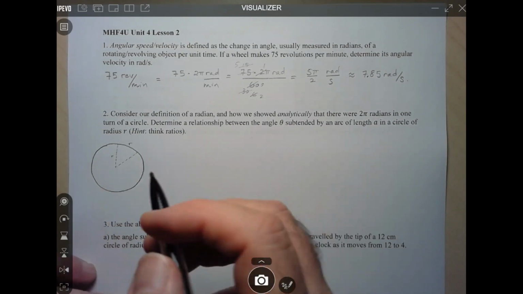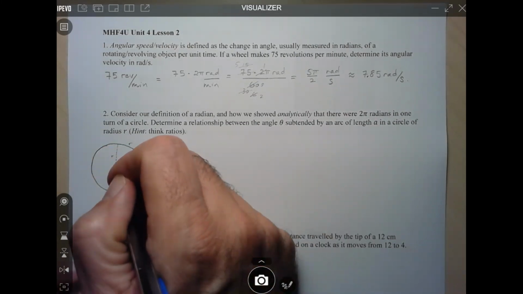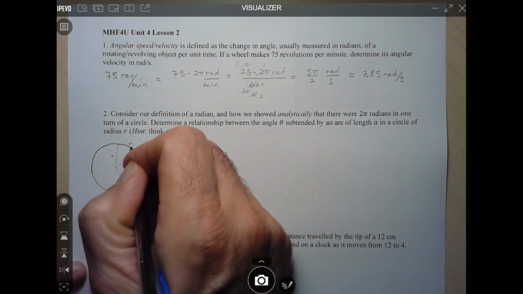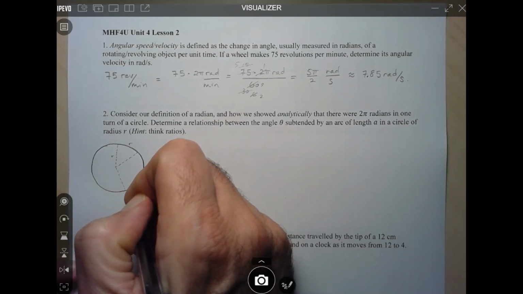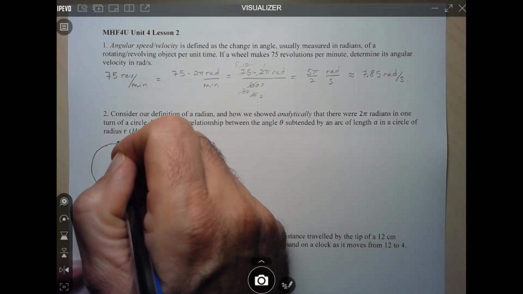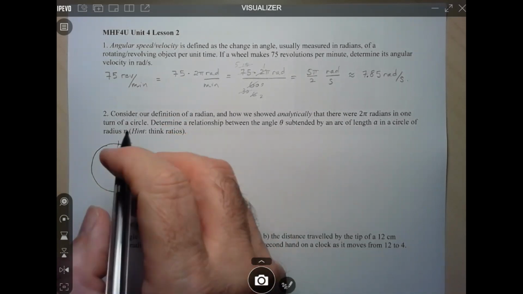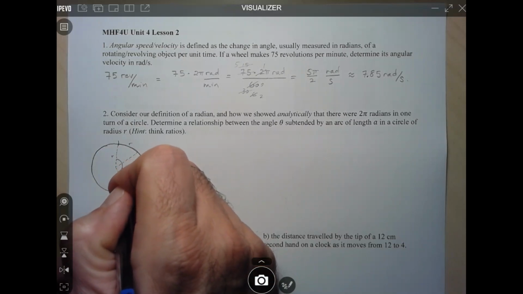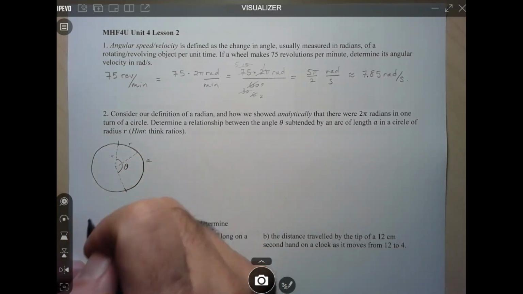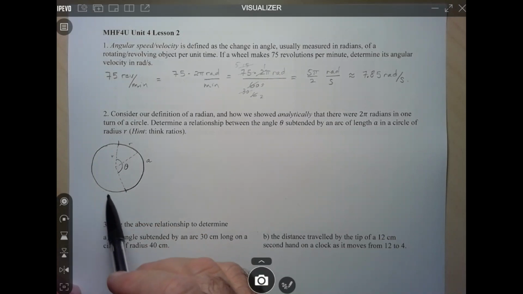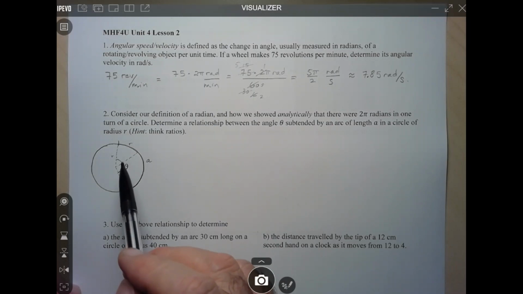But what if we go more generally? What if I want to take some general arc, so not necessarily the full circumference of the circle. Let's call this A. This arc is going to produce some angle. Let's call it theta. Is there a relationship like there was between the circumference, which would be the arc that goes all the way around the circle, this angle in radians, and the radius?